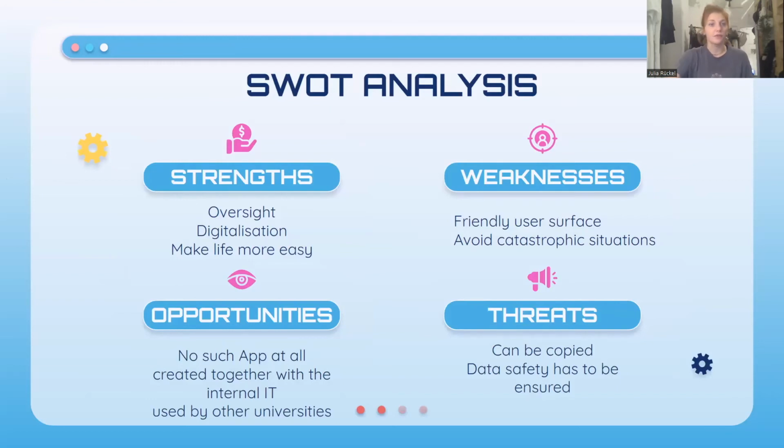So we also created a SWOT analysis to show you our strengths and opportunities, of course, also our weaknesses and threats. So I will start with the strengths, which will come from the inside. So actually, our app will be good to gain an oversight of all the different options and things you use at university. It will help going on with the digitalization of universities, and especially it will make the life of the people working at the university and of the students more easy.